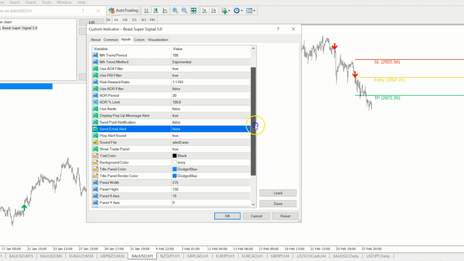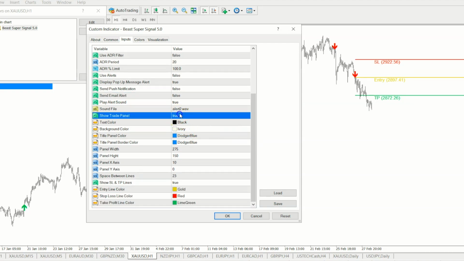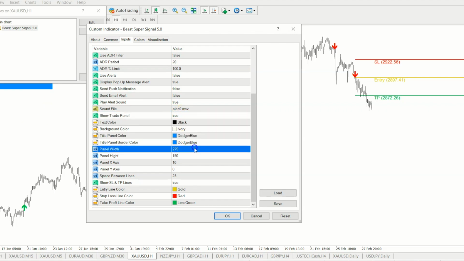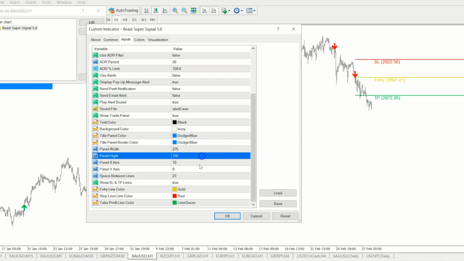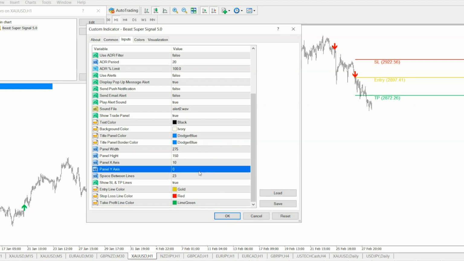And then moving further down, we have the setting to show the trade panel. If you want to show that on the chart, sometimes people don't want to have this on the chart. I like to keep it there so you can see all the information about the signals that we've had. Then you can customize the panel. It's fully customizable because depending on your screen's resolution and whatever DPI you're using, you can edit the panel to fit the way you like it.